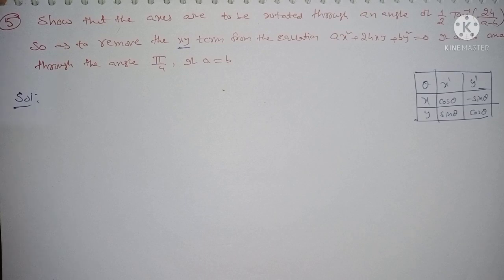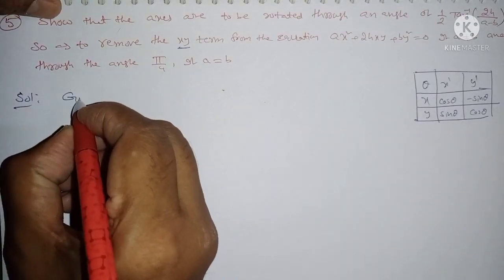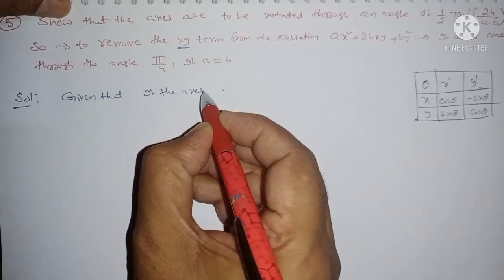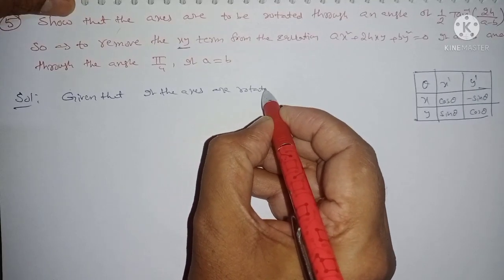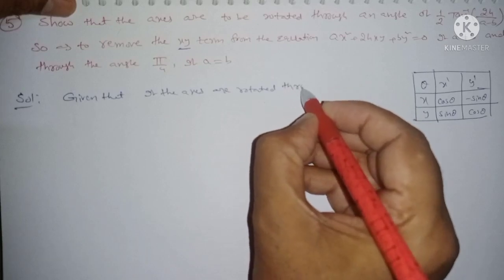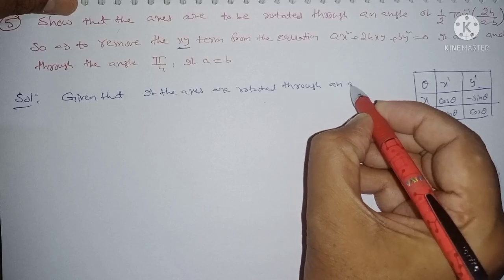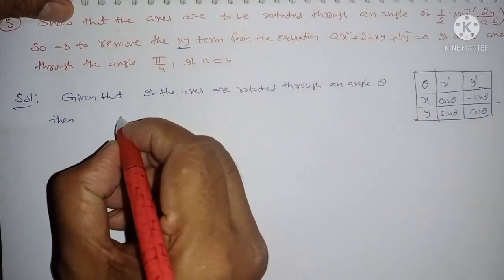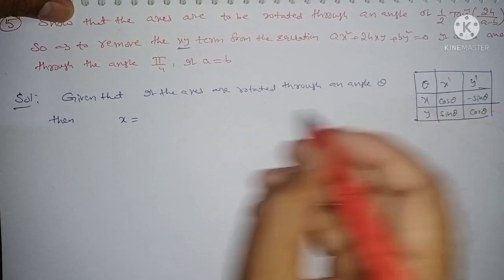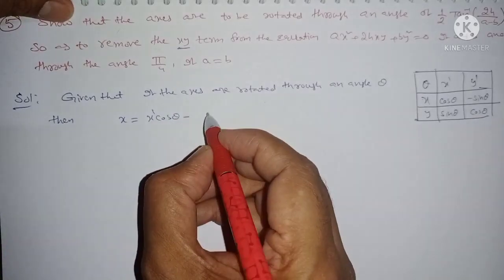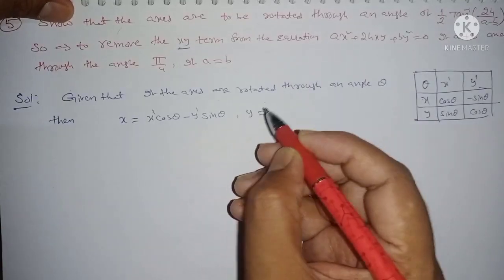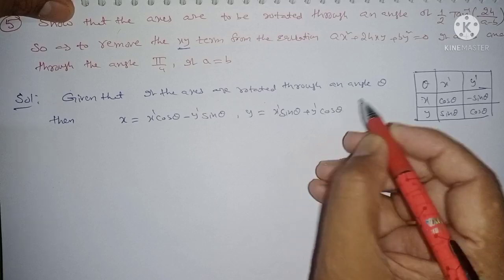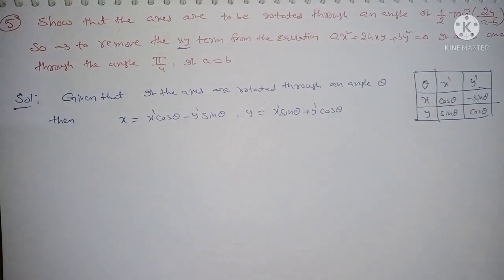Write down. Given that if the axes are rotated through an angle theta, then x is equal to x dash cos theta minus y dash sin theta, and y is equal to similarly x dash sin theta plus y dash cos theta, by the table. Okay, you can remember the equation transforms.